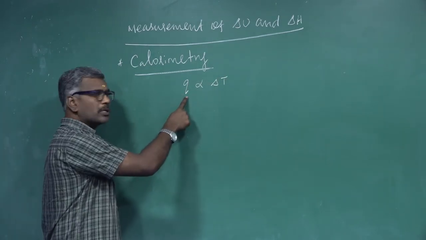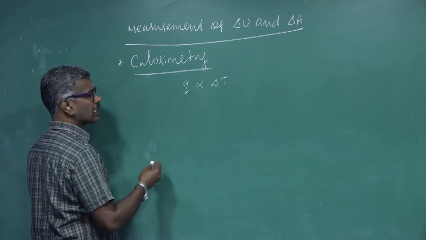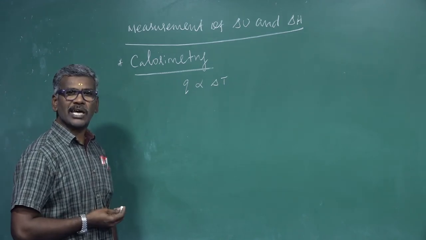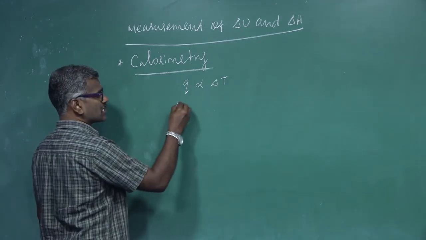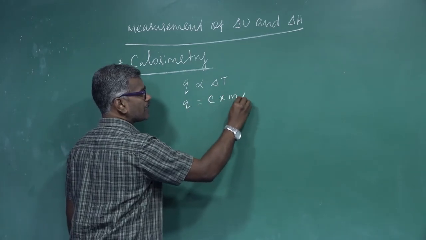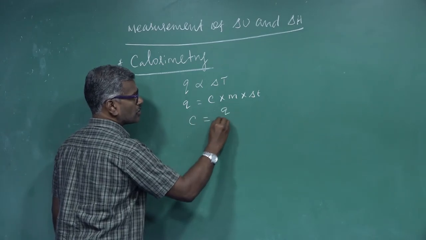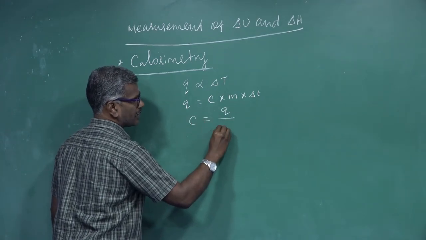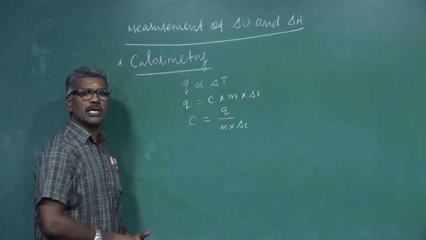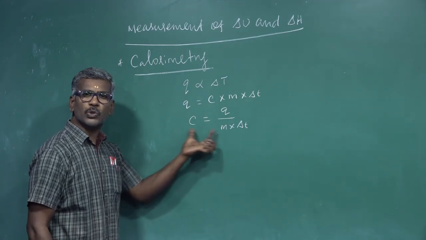Heat flow is directly proportional to the temperature difference. That is, the change in temperature is directly proportional to the heat capacity. This equation becomes Q = C M delta T, so C = Q / (M delta T). By using this equation, we measure the amount of heat absorbed during the reaction.